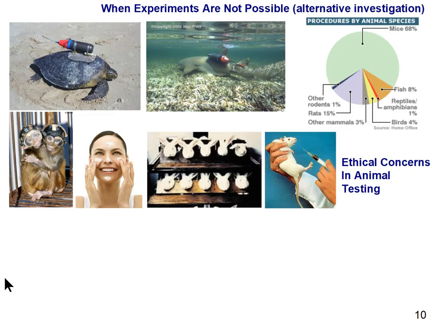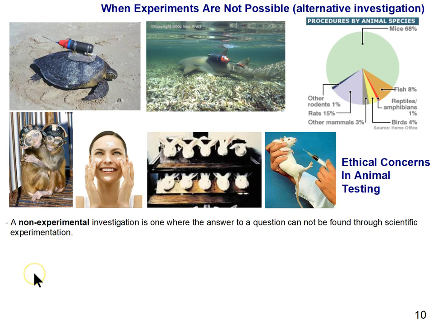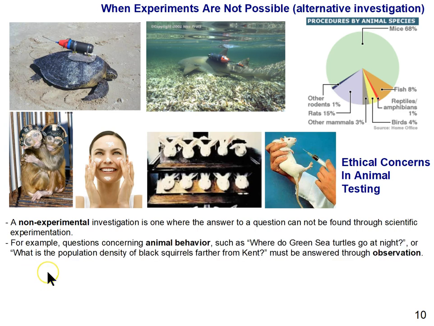So not all scientific questions or hypotheses can be supported or refuted by a controlled experiment or a scientific experiment. An example of that is animal behavior, or questions like this one. I chose this question to put on this slide because a girl last year did this experiment for her year-long research project. She went out and observed the population density of black squirrels at parks further and further away from Kent. So she went as far away as 25 miles.